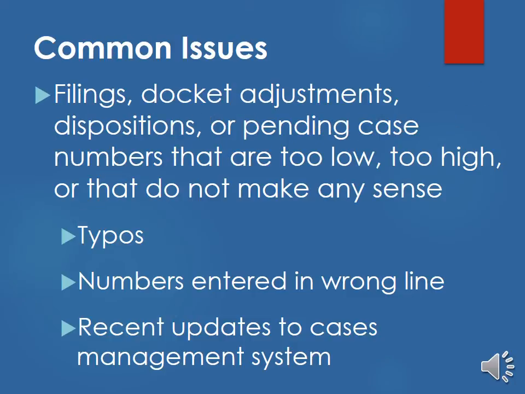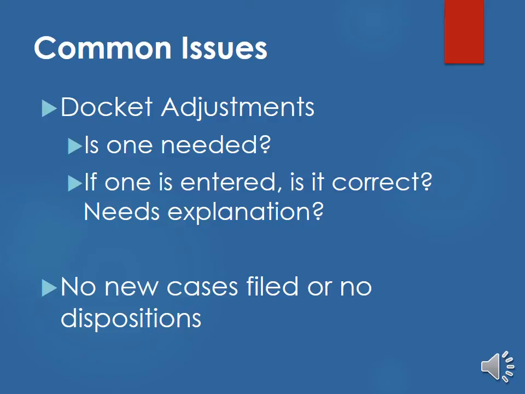Review the report to check for filings, docket adjustments, dispositions, or pending case numbers that are too low, too high, or just don't make sense. If you are submitting the report manually, a typographical error could have been made or numbers could have been placed into the wrong line. If you uploaded the report, a recent update to your case management system could have caused an issue with your report to no fault of your own.